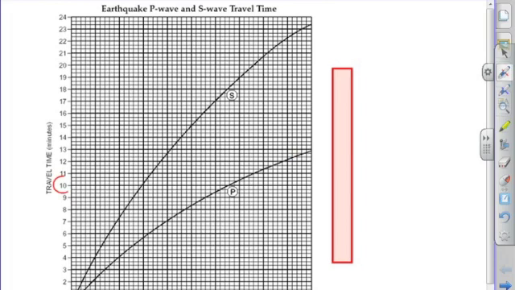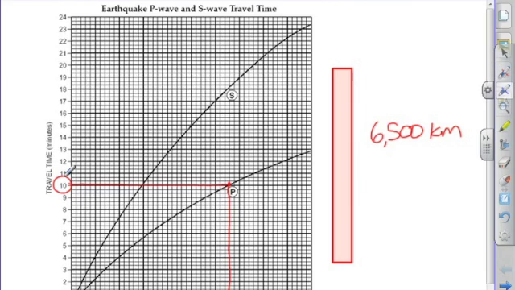Well, I need to start at 10 minutes. I'm going to boogie across until I crash into my P curve. Hits right about there. When I drop straight down to my x-axis, of course, that's a freehand, so it's not a perfect line. It looks like I'm about 62, 64, maybe 6,500 or 6,600 kilometers. You could always use the straight edge of your little strippy or the straight edge of a piece of scrap paper to perfectly align it and get as accurate a reading as possible.